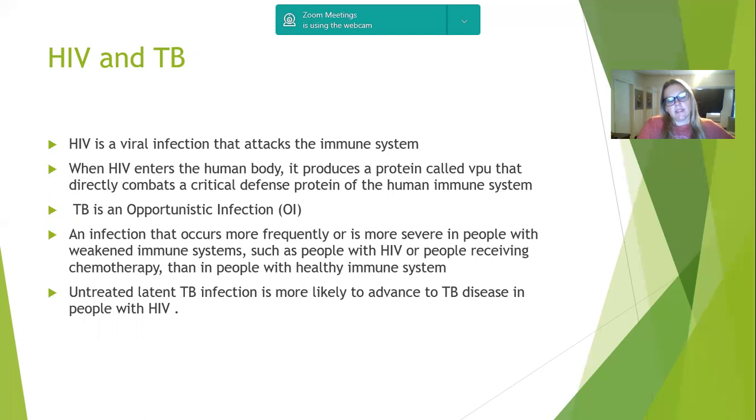TB is known as an opportunistic infection. An opportunistic infection is an infection that occurs more frequently or is more severe in people with weakened immune systems, such as people with HIV, or people receiving chemotherapy, than in people with a healthy immune system. Untreated latent TB infection is more likely to advance to TB disease in people with HIV.